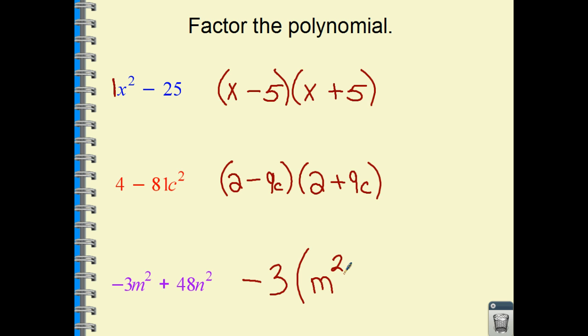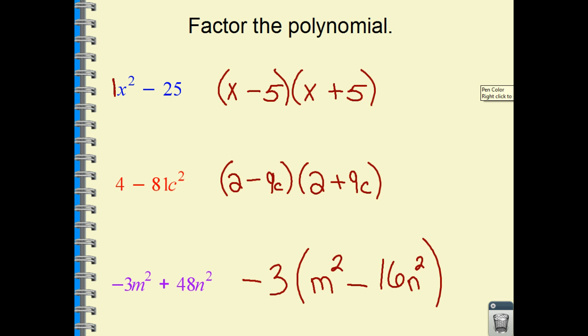And then what's going to get me this positive back? Well, if I took a negative out, that must mean another negative must be inside, because the negative times the negative would get me that positive here, which is what we started with. And then what's going to get me 48n squared? Well, 48 divided by 3 is 16, and then I have my n squared. Okay, we're not done yet.